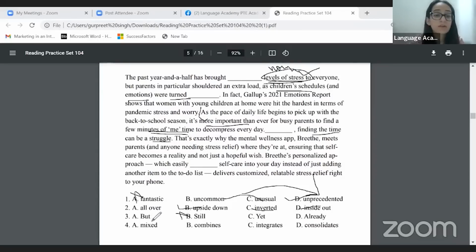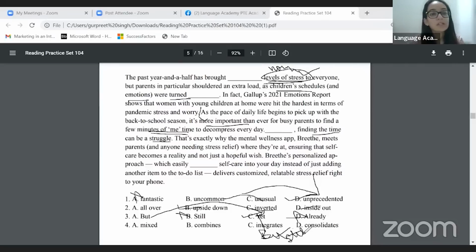Yet can be a better form of writing the word but only. And already is related to time. So already is when you finish something before the limit, before the time, then we use the word already. So here out of but and yet, yet is better academic, so we'll go with that. Yet means but still. Also you can simplify yet for your help, that whenever you want to put but and still together, then you can use the connector yet.